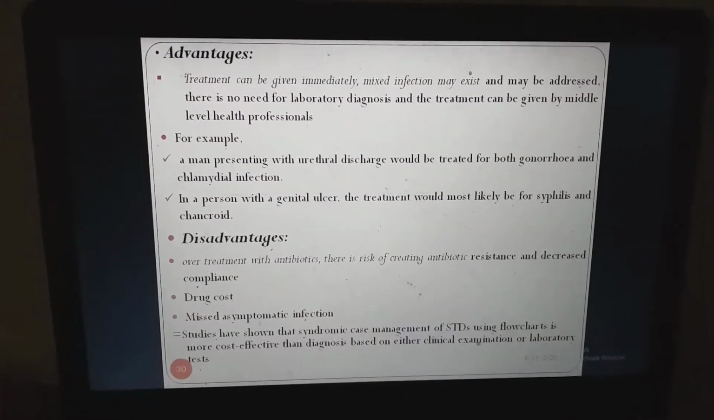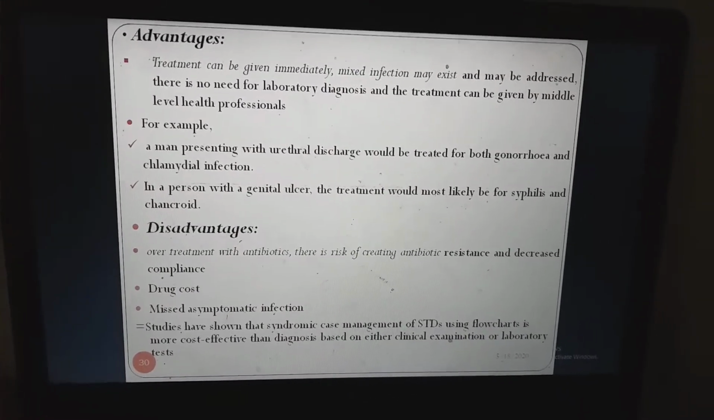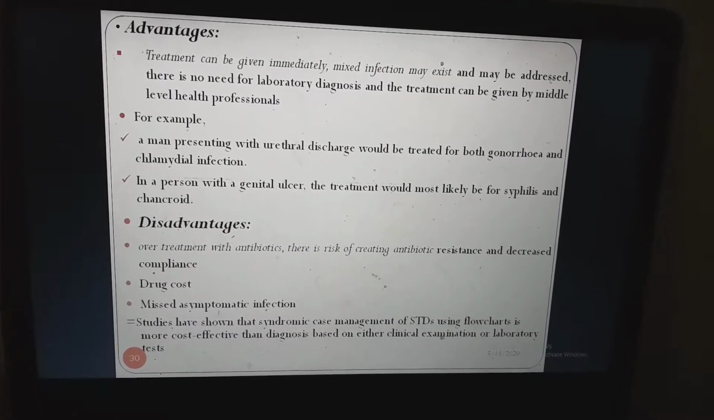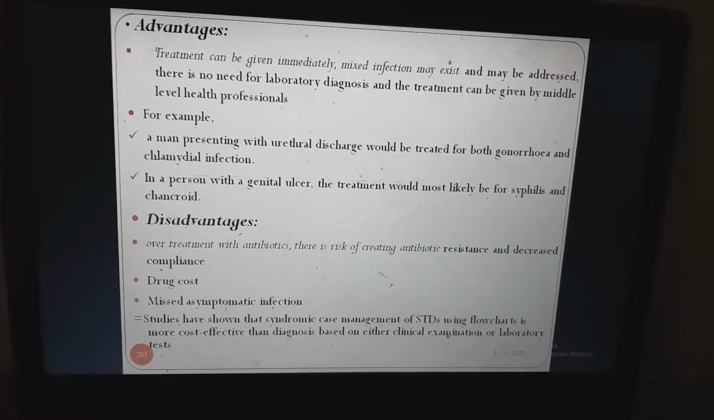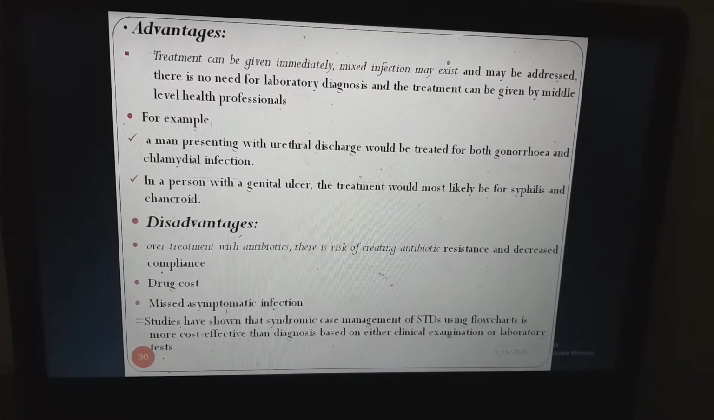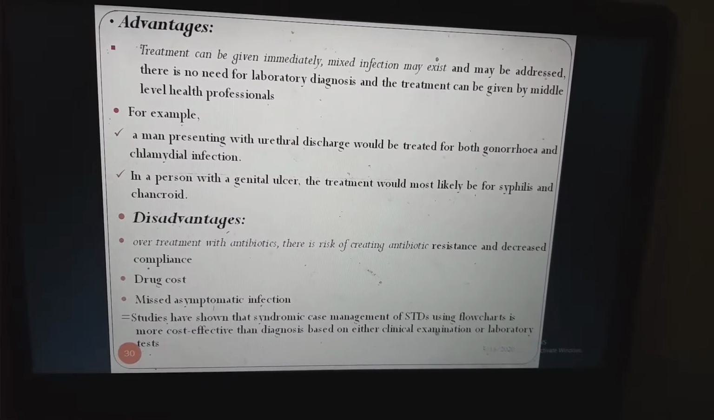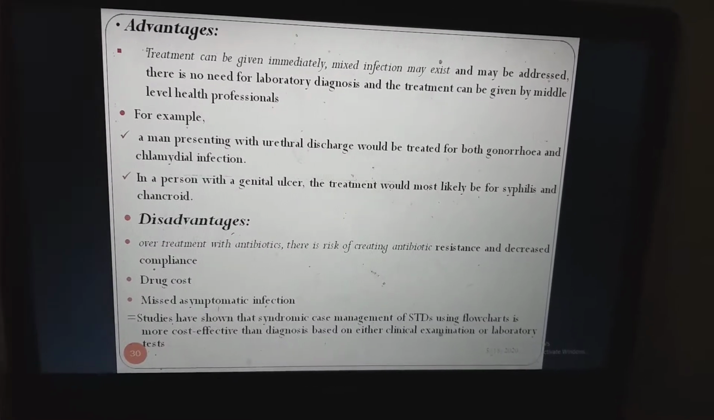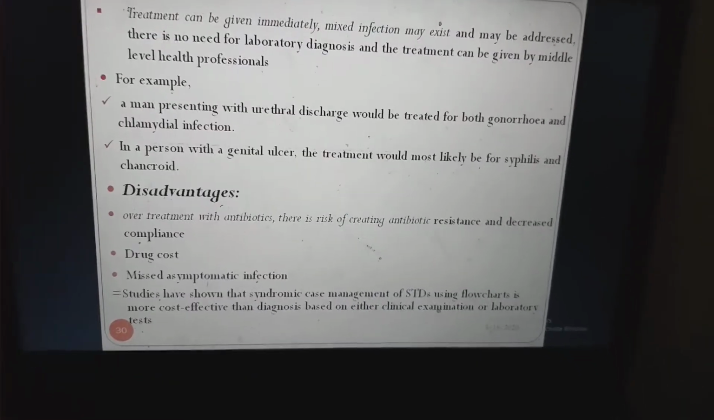Good. What is the advantage of the syndromic approach? Treatment can be given immediately. Mixed infection may exist and may be addressed. There is no need for laboratory diagnosis and the treatment can be given by mid-level health professionals. For example, a man presenting with urethral discharge would be treated for both gonorrhea and chlamydia infection. In a person with a genital ulcer, the treatment would most likely be for syphilis and chancroid.